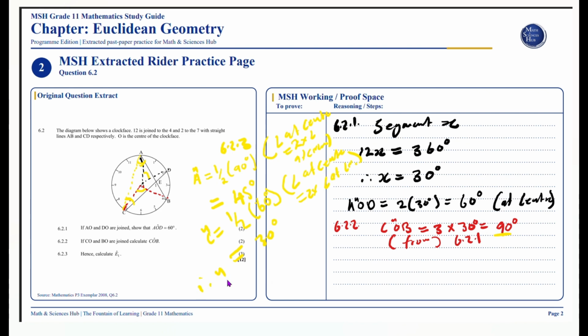Therefore, angle E1 equals 45 degrees plus 30 degrees. And the reason is exterior angle of a triangle. We know that the angle right there is the exterior angle, equal to the sum of the interior opposite angles. Therefore, angle E1 is going to equal 75 degrees.